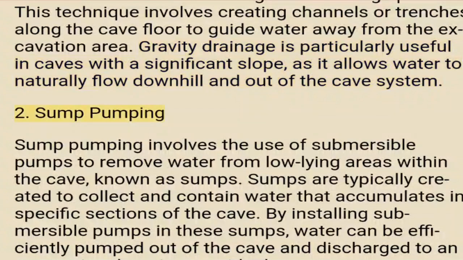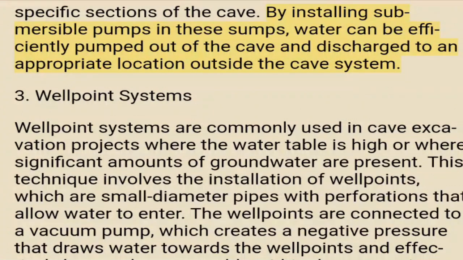2. Sump pumping. Sump pumping involves the use of submersible pumps to remove water from low-lying areas within the cave, known as sumps. Sumps are typically created to collect and contain water that accumulates in specific sections of the cave. By installing submersible pumps in these sumps, water can be efficiently pumped out of the cave and discharged to an appropriate location outside the cave system.